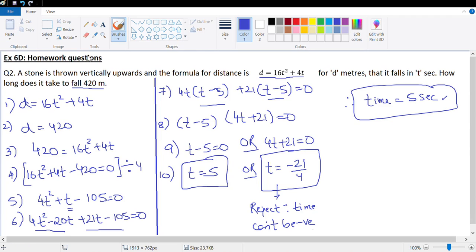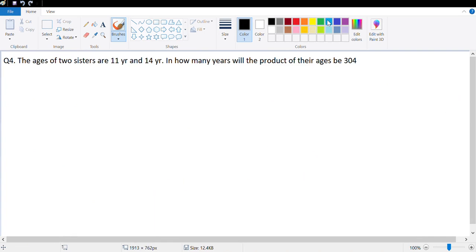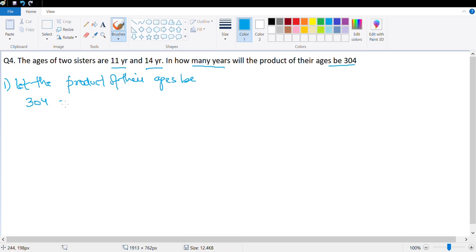The next one that we do is question number 4. Question number 4 says, the ages of two sisters are 11 years and 14 years. In how many years will the product of their ages be 304? So let the product of their ages be 304 after x years. So we are looking at basically after x years, let their product be 304.